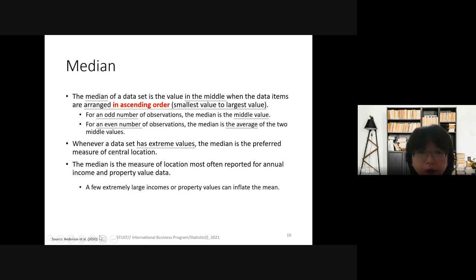For example, if I would like to know the salary among you classmates, maybe one will tell me her salary is 100 USD, the other will tell me 150, the other will tell me 120, but accidentally one tells me that her salary is 10,000.